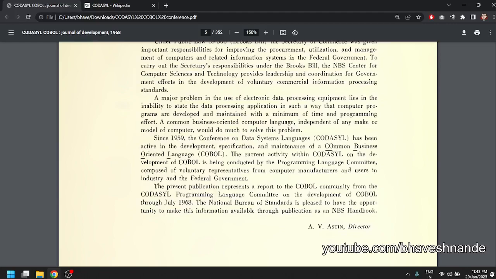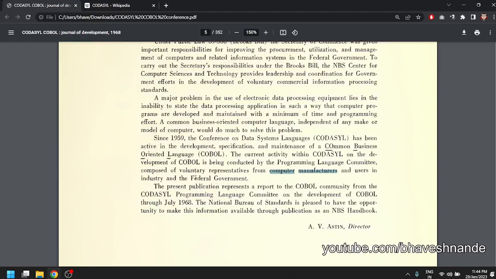The current activity within CODASYL on the development of COBOL is being conducted by the Programming Language Committee, composed of voluntary representatives from computer manufacturers and users in the industry and the federal government. So CODASYL has groups of different types of people. So it is conducted by the Programming Language Committee, which has representatives from computer manufacturers. So computer hardware manufacturers were also included as part of the Programming Language Committee, and users in the industry and the government.